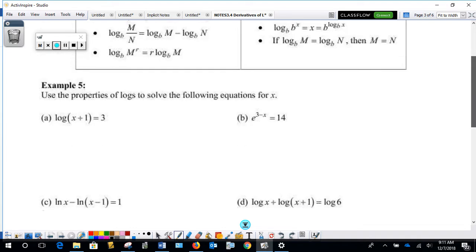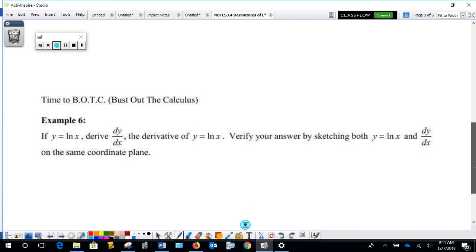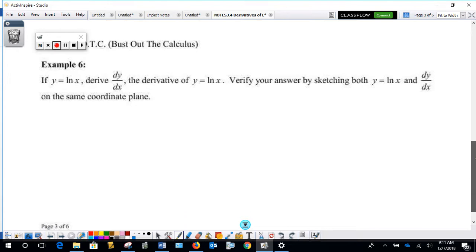I am going to leave example 5 for you to do for homework, because that's pre-calc review. I want to, in my last 10 or 15 minutes here, bust out some calculus. Let's see, how are we going? I've got to get to the actual derivative. All right, here's the derivative of the natural log.